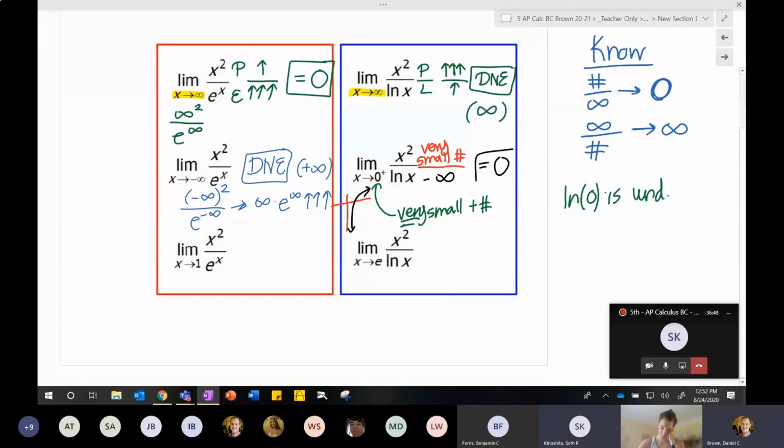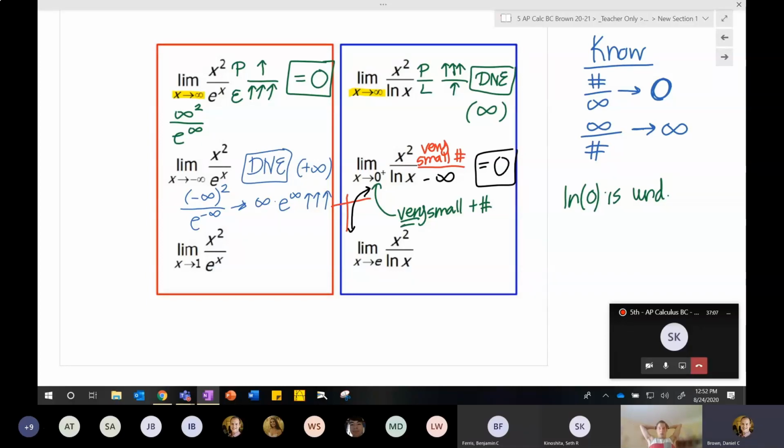So that took a while for me to explain. As we do more and more of these, you'll just be able to look at it and say, okay, small number over infinity, that's going to be 0. Infinity over a small number, that will be infinity. But that shows you the thinking I have to go through to get to the answer.